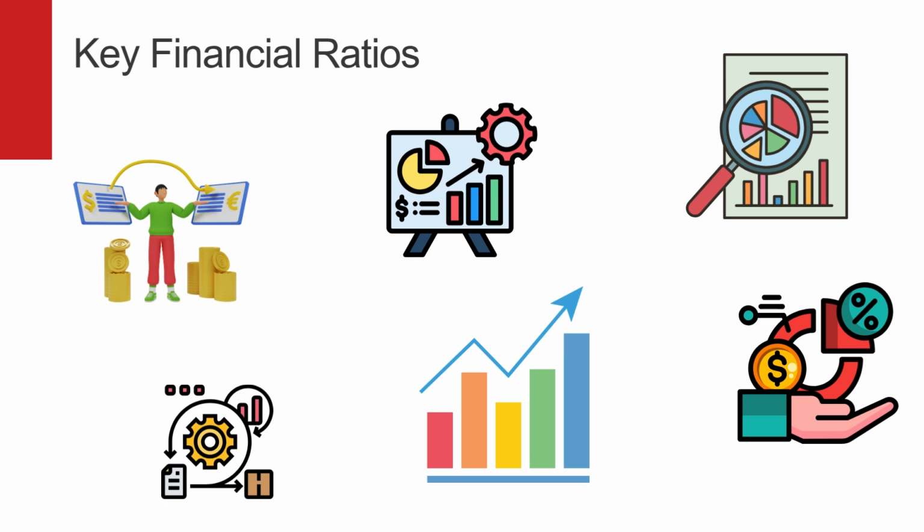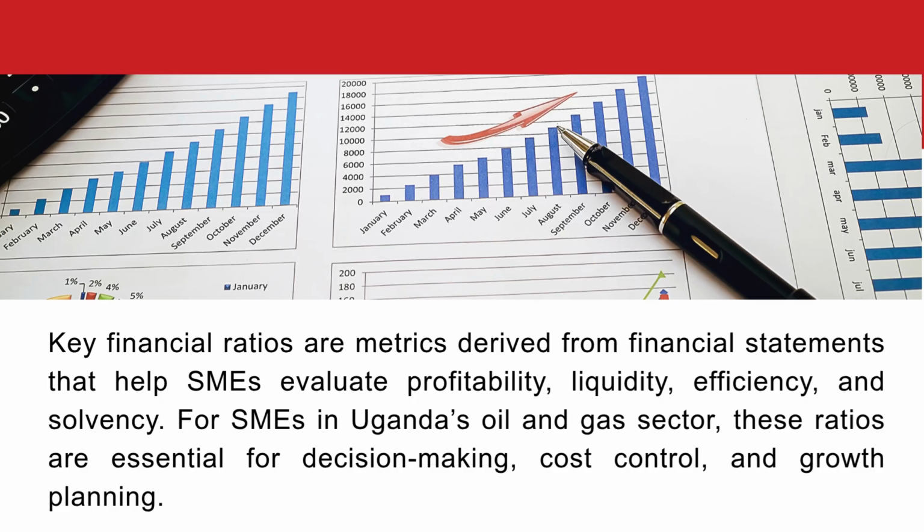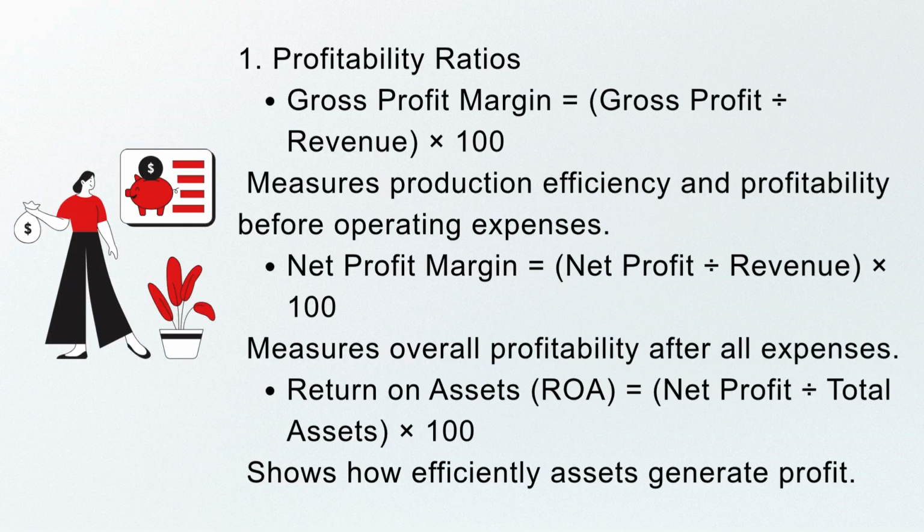In this section, we shall explore key financial ratios and how they apply during business operations. Key financial ratios are metrics derived from financial statements that help SMEs evaluate their profitability, liquidity, efficiency, and solvency. For SMEs in Uganda's oil and gas sector, these ratios are essential for decision making, cost control, and growth planning.